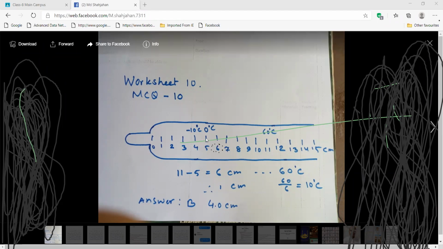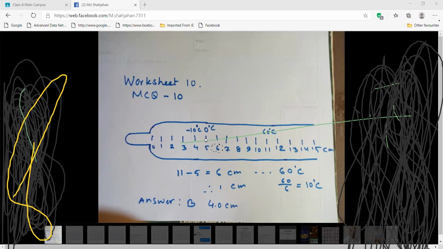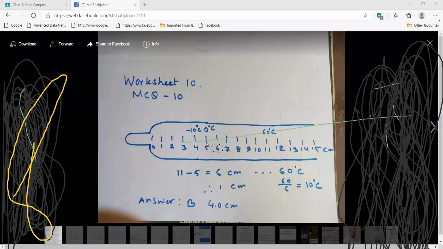Someone is drawing. Look, please stop drawing pictures. Please stop drawing. Try to understand.